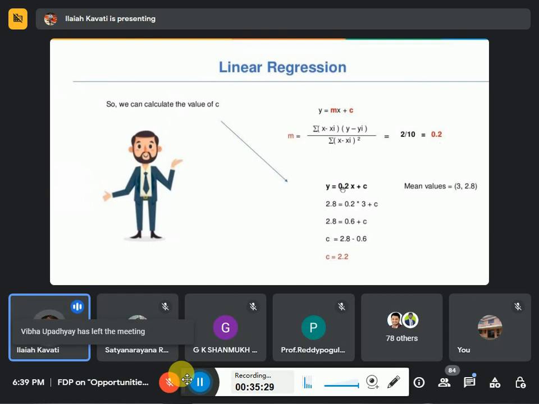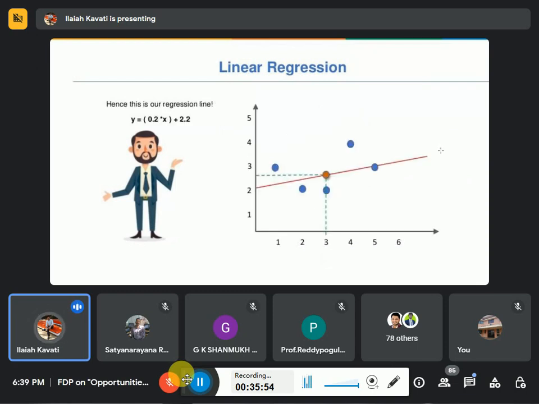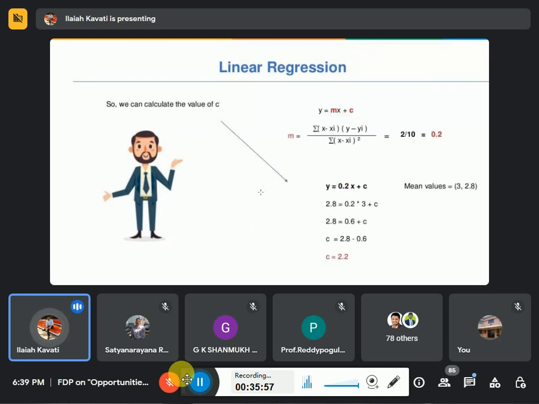Now we have y mean, x mean, and the slope. Y mean is 2.8, slope is 0.2, and mean x is 3. So c equals y mean minus m times x mean. 2.8 equals 0.6 plus c, so c equals 2.8 minus 0.6, that is 2.2. Now we have the c value and the m value. The c value here is 2.2, that is the y-intercept.